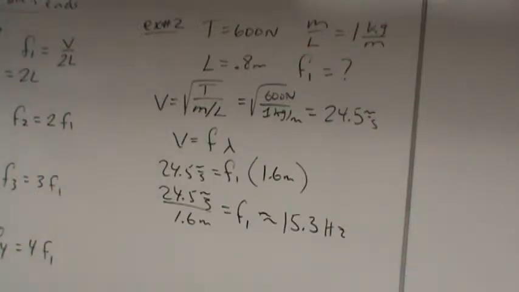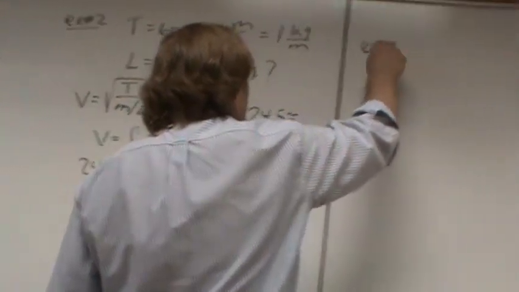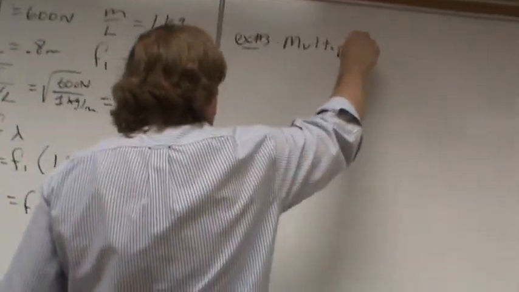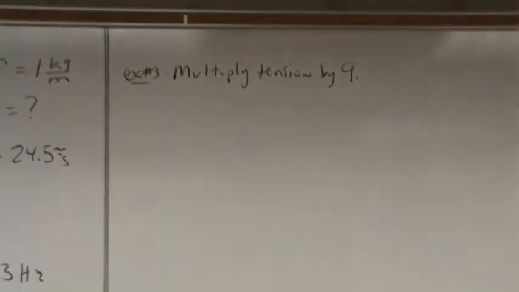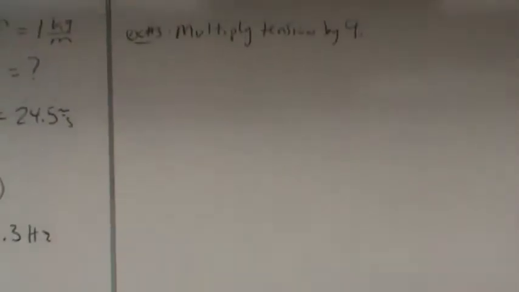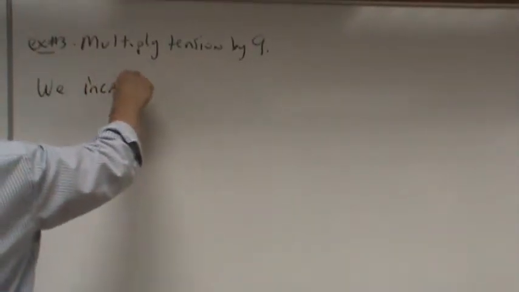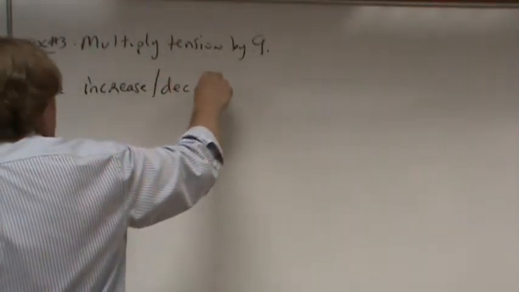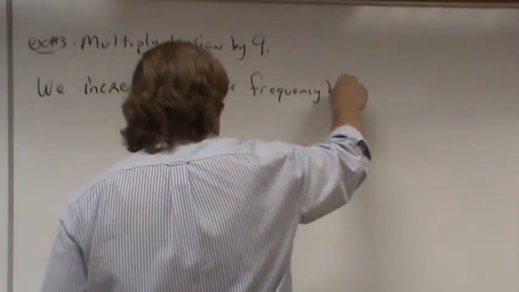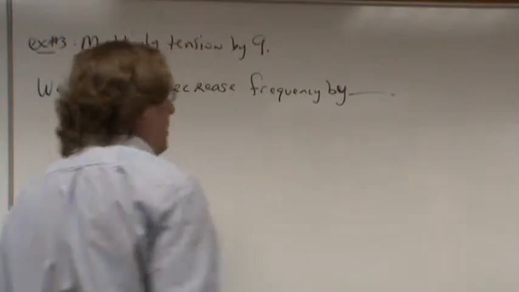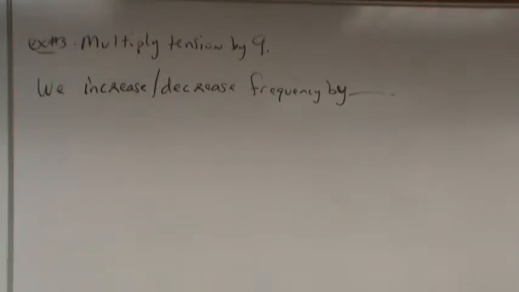All right, then, here comes the next question. Example number 3. Multiply the tension by 9. So I'm going to take this tension and multiply it by 9. You've got to choose between increase or decrease the frequency, and by what number? Please choose. Do you increase or decrease the fundamental frequency, and by what number? Good luck.